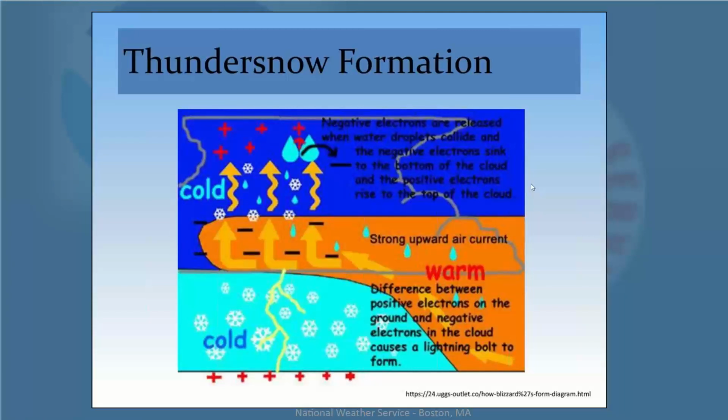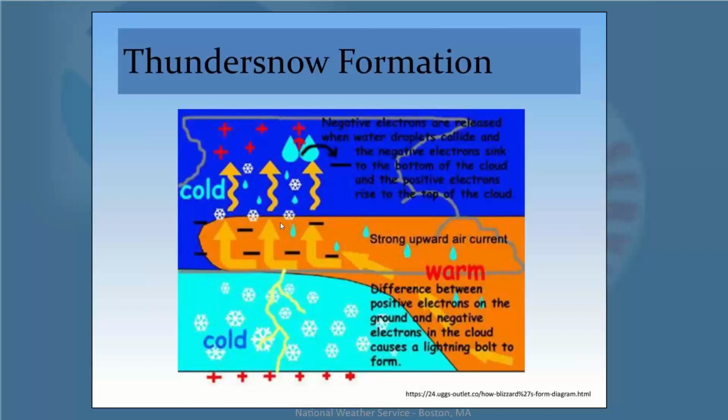So just to show another diagram of how this all works, obviously we have cold air throughout much of the atmosphere in a winter storm, but there's usually a little warmer air moving in aloft with that, again, that warm front that's aloft. So at the top of the cloud, we have these negative electrons that are released from the water droplets colliding, and the negative electrons will sink to the bottom of the cloud. The positive ones rise to the top.